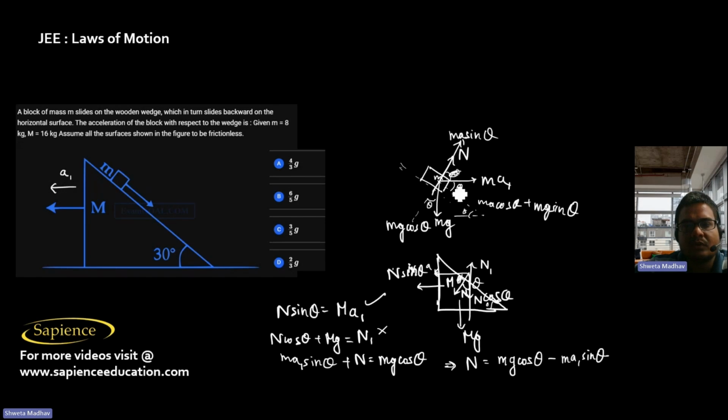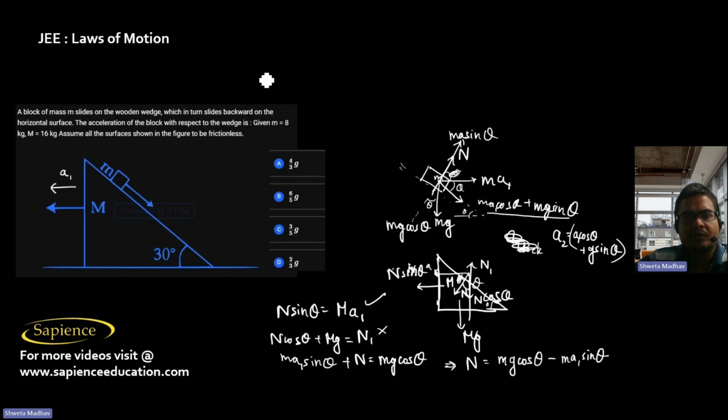So the acceleration of the block with respect to the wedge, we can call it a2, suppose. So a2 will be equal to obviously the force acting down the incline by the mass, which is a1 cos theta plus g sin theta. This we have to find out.